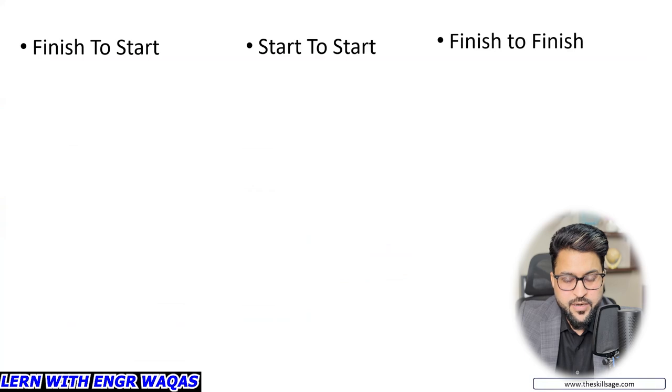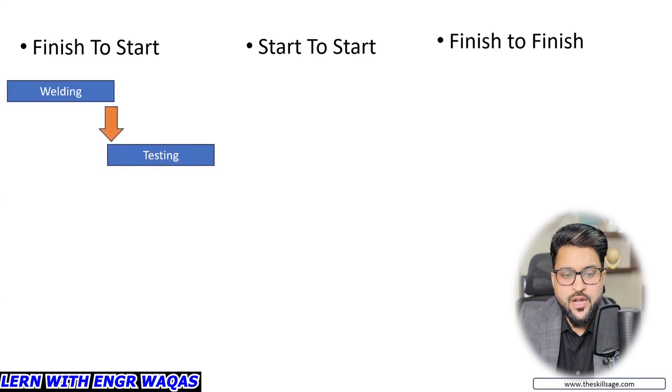In this example, you can see that there are three kinds of relationships. Start to start: both activities can be started at the same time. Finish to finish: both activities are going to be finished at the same time. In our project schedule development, there are many situations where we need to assign such relationships. For example, if welding is going to finish, only in that situation can we start NDT testing. Such activities will be given a finish to start relationship.